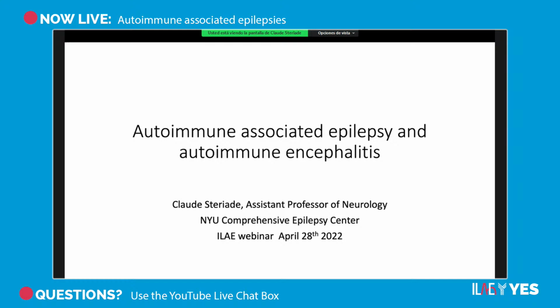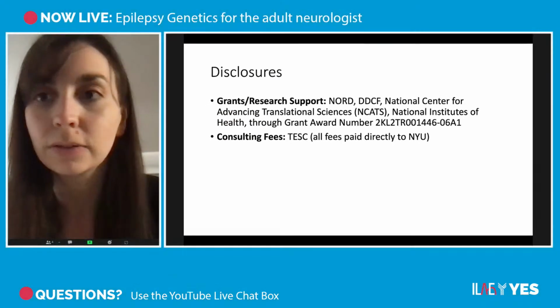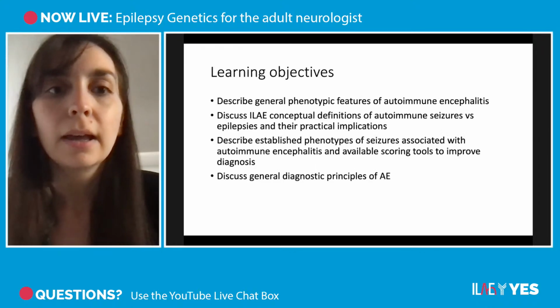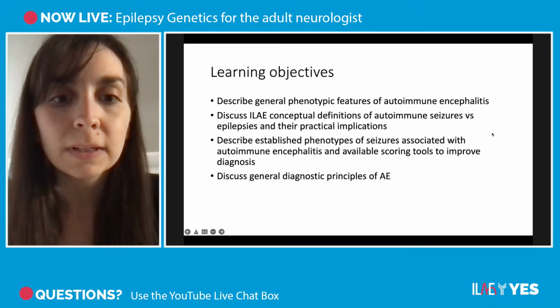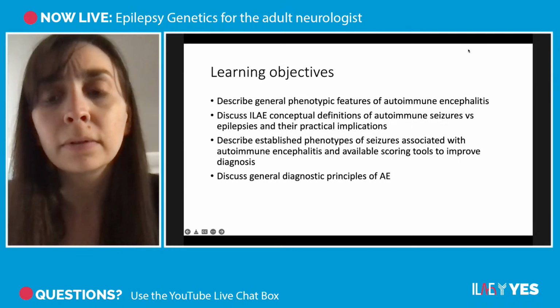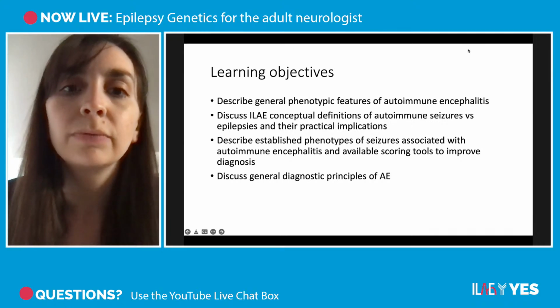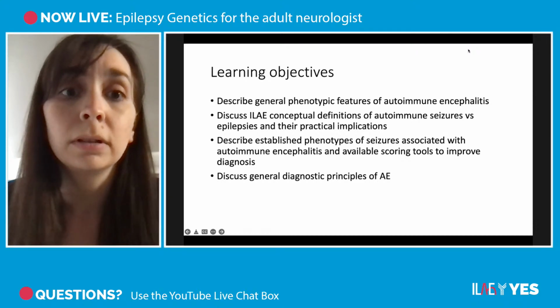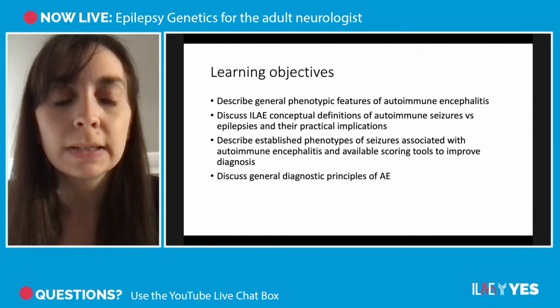I'm going to talk to you today about seizures associated with autoimmune encephalitis and also chronic epilepsy that has an autoimmune cause. These are my disclosures. And what I'm going to focus on today is what the general phenotypic features are of autoimmune encephalitis, and I'm really going to focus on the electroclinical features that are of most interest to us epileptologists.